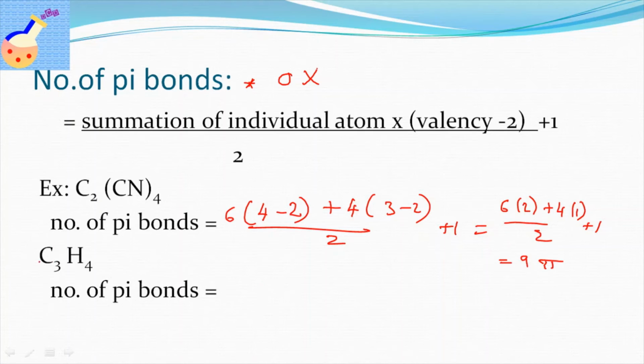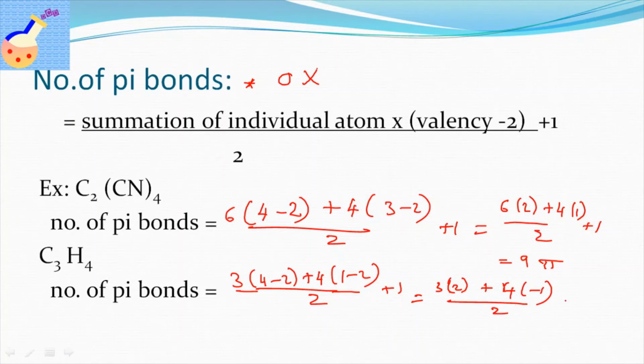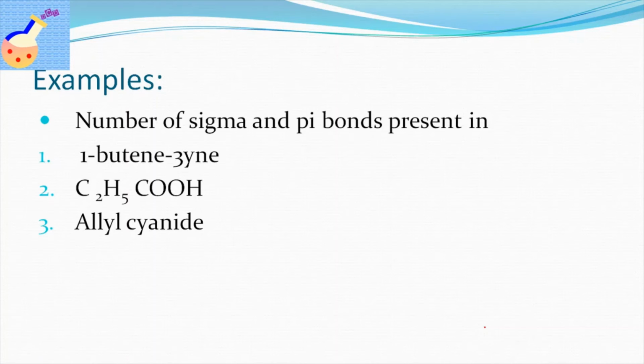Another example, C3H4. In this case, 3 into (4 minus 2) plus 4 into (1 minus 2), upon 2, plus 1. So here (3 into 2 plus 4 into minus 1) divided by 2, plus 1. So this is equal to 2 pi bonds. By this method, we can easily solve our questions. Let us solve a few more examples here.